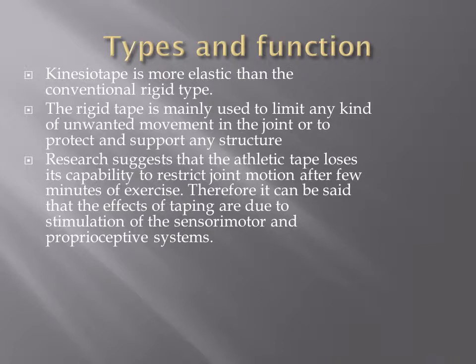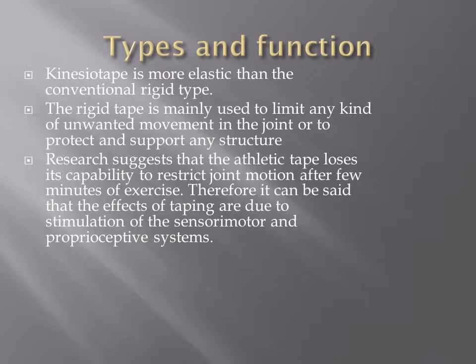Now, there are two types of tapes, that is the kinesiotape and the conventional rigid type. The kinesiotape is the more elastic of the two. The rigid tape is the one that is mainly used to limit any kind of unwanted movement in the joint or to protect and support any structure. In case of a sprain or any other condition where you do not want extra movement in the joint, then you can use the rigid tape. This rigid tape is also called the athletic tape, and research suggests that it loses its capability to restrict joint motion, which is one of its goals, after a few minutes of exercise.